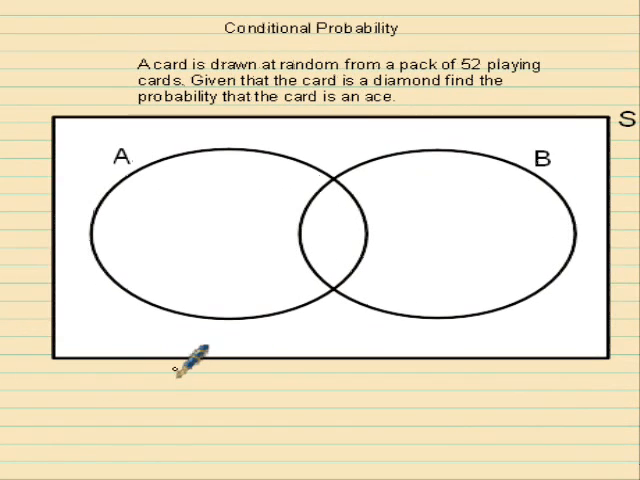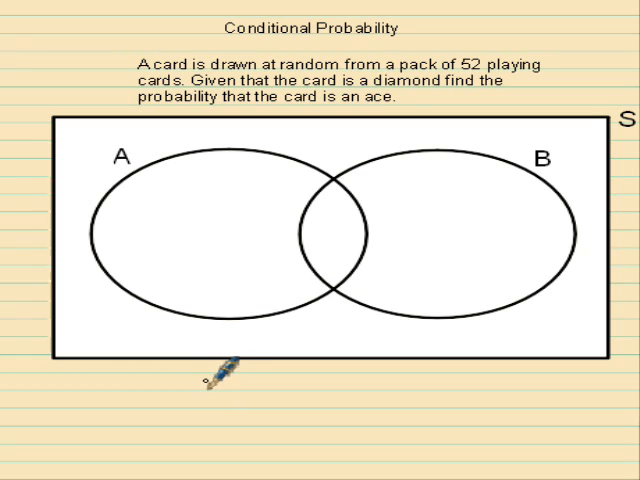We're going to quickly look at conditional probability. Well, the probability of an event may be different if you know that a dependent event has already occurred. So, for instance, asking for the probability that you'll pick an ace from a pack of cards is quite different from asking, given that the card is a diamond, what then is the probability that the card is an ace. So basically, we know something extra.